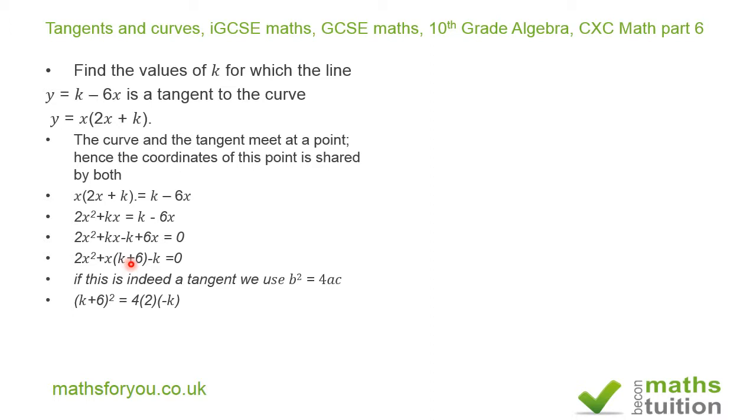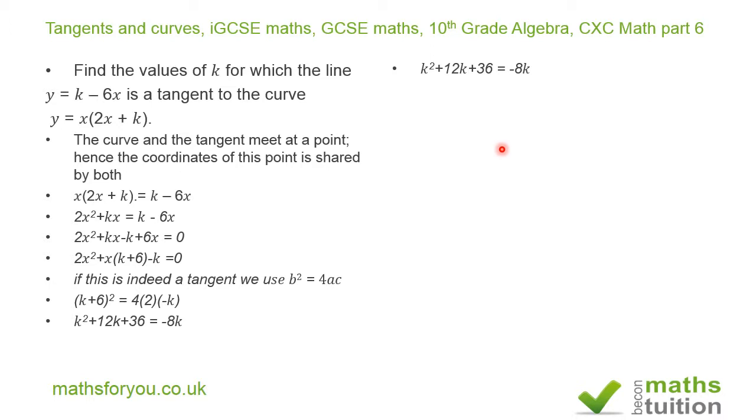In this case, b is k plus 6, and we square to get k plus 6 all squared. a is the coefficient of x squared, which is 2, and minus k is the constant term c. So here we have b squared is equal to 4ac. We then expand the brackets, and we end up with k squared plus 12k plus 36 is equal to minus 8k.